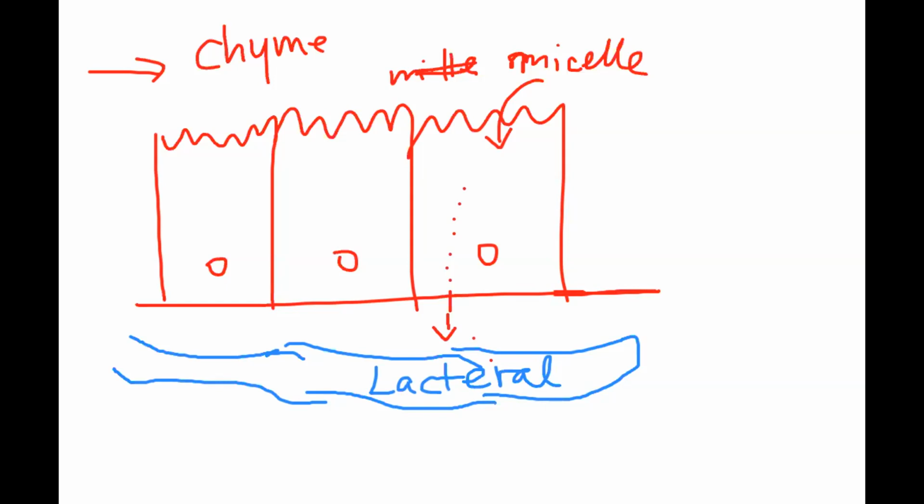So we talked about the first step, which is making the micelles. Once you have the micelles, they can get into the simple columnar cells of the small intestine. Once the micelle is inside these columnar cells, the bile can break down here and release all the stuff inside of the center.